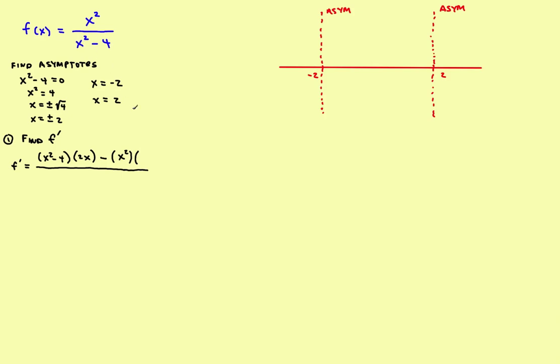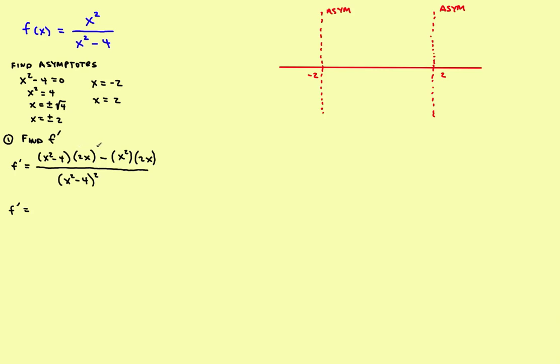Well, the derivative of the denominator will be 2x, and the derivative of a constant is 0, so it turns into that. And then this is all divided by the denominator squared. So that's the quotient rule. So we'll go ahead and run through the algebra to finish this up.